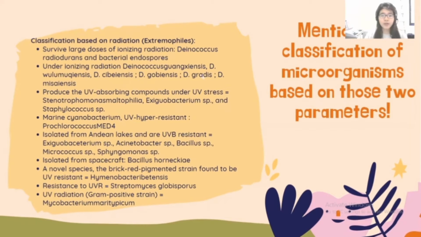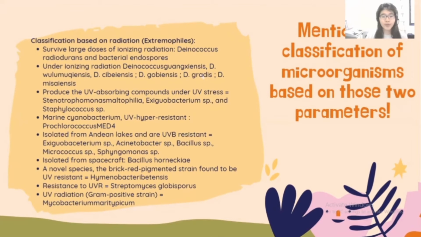Producing UV-absorbing compounds under UV stress are Stenotrophomonas maltophilia, Exiguobacterium, and Staphylococcus sp. A marine cyanobacterium that is UV hyperresistant is Prochlorococcus. Isolated from ambient lakes and UV resistant are Exiguobacterium sp, Acinetobacter sp, Bacillus sp, Micrococcus sp, and last, Sphingomonas sp. Isolated from spacecraft is Bacillus horneckiae.